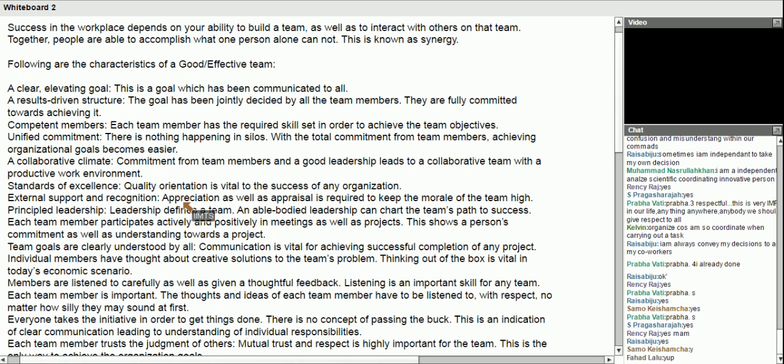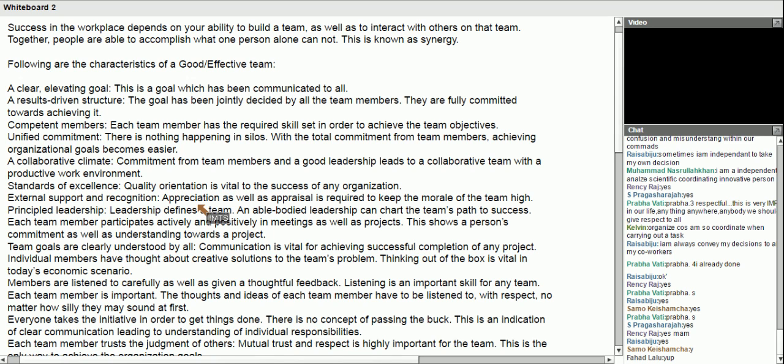External support and recognition, appreciation as well as appraisal is required to keep the morale of the team high. So if you really want motivation, motivation makes us work, right? It keeps us tied to a particular project. So for motivation, we need appraisals, right? Appreciation. So that is very much needed, so that the team can prosper well.